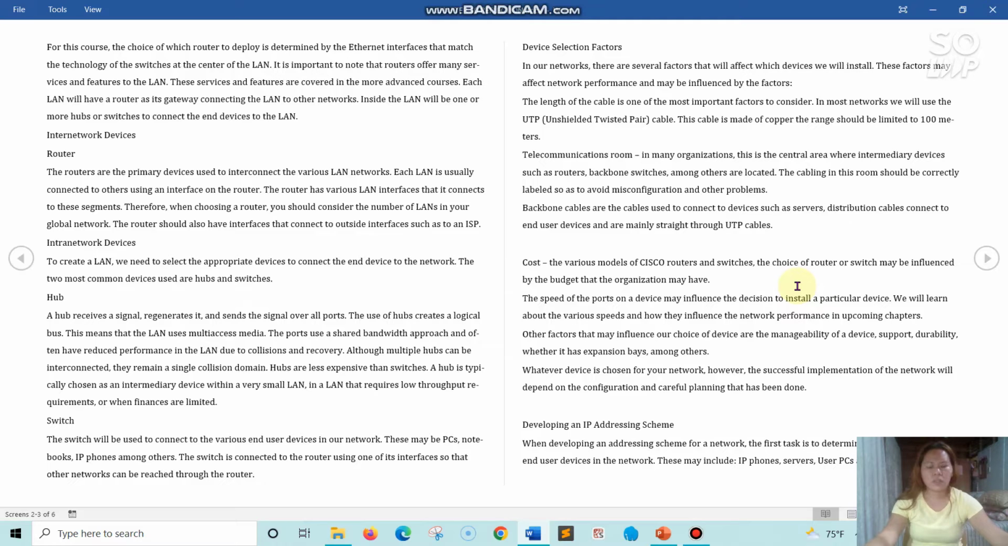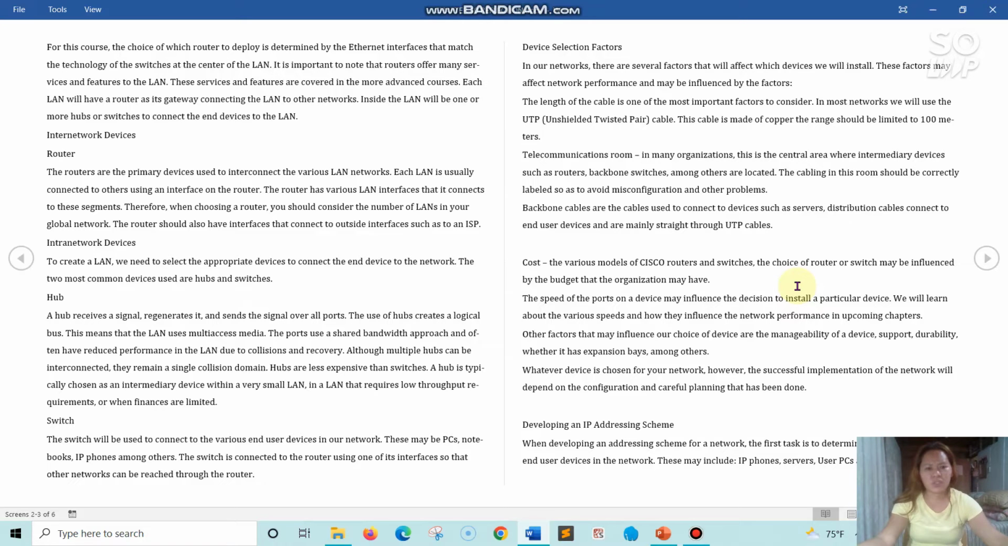Cost: for the various models of Cisco routers and switches, the choice of router or switch may be influenced by the budget that the organization may have. The speed of the ports on a device may influence the decision to install a particular device. We will learn about the various speeds and how they influence network performance in upcoming chapters.